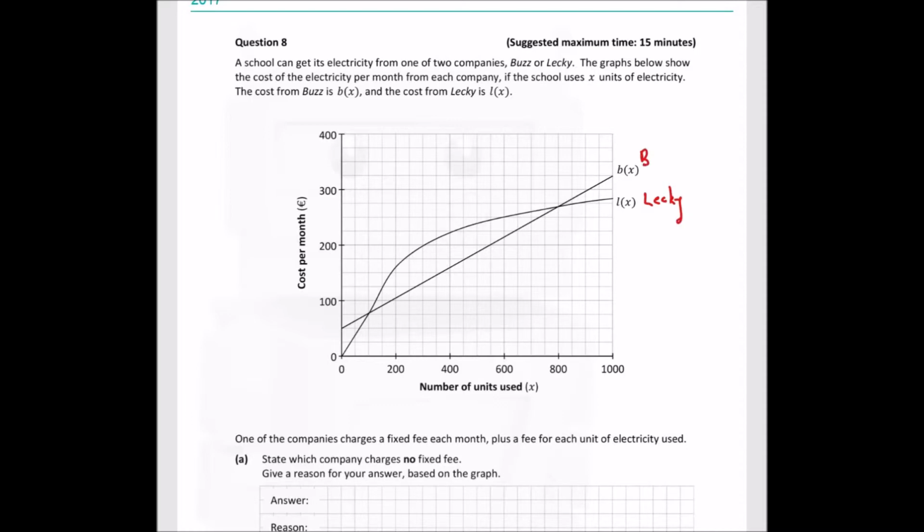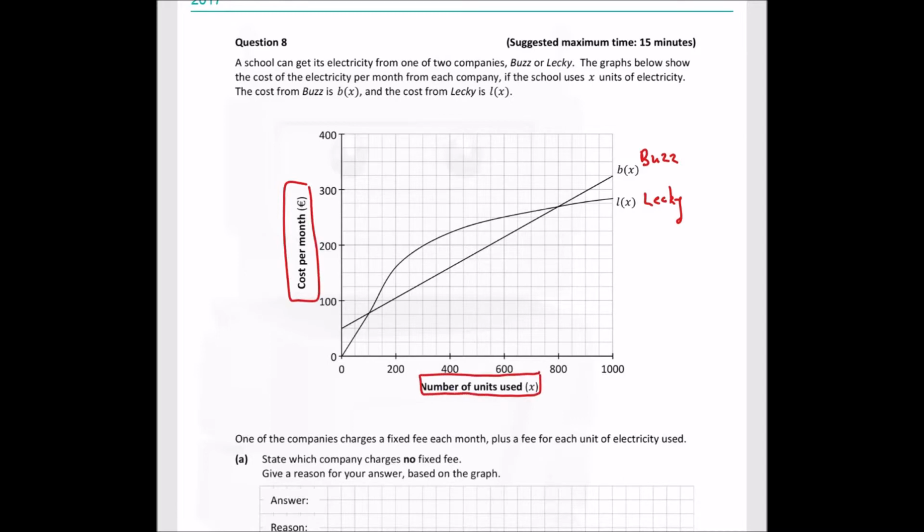And here's Bose. One of the companies charges a fixed fee each month, plus a fee for each unit of electricity used. State which company charges no fixed fee. Well, over here is the cost per month, and over here is the units used.